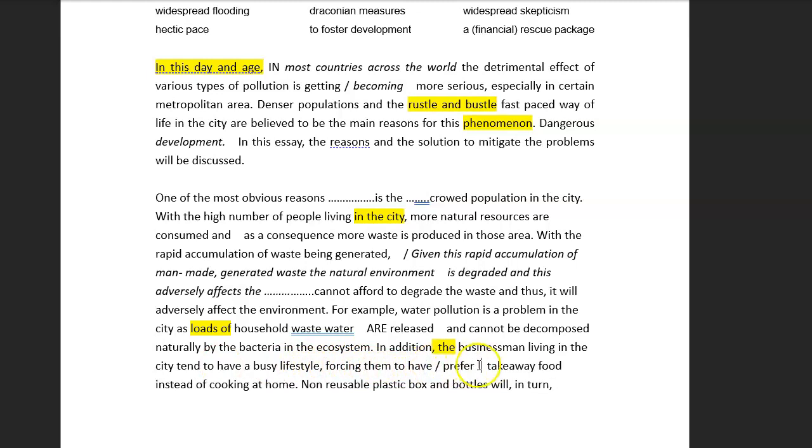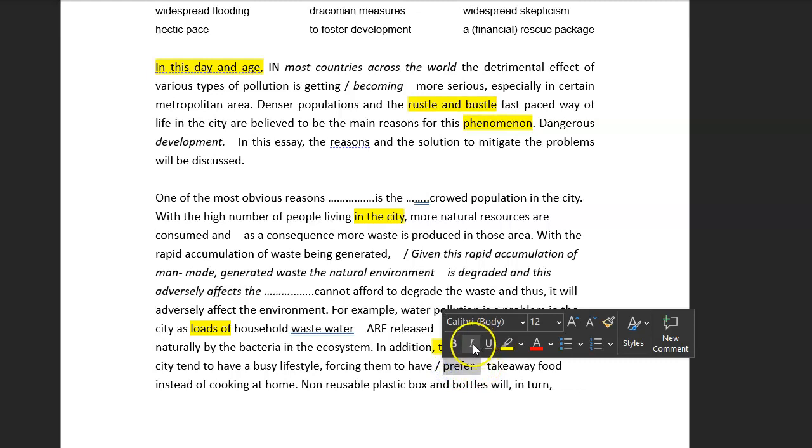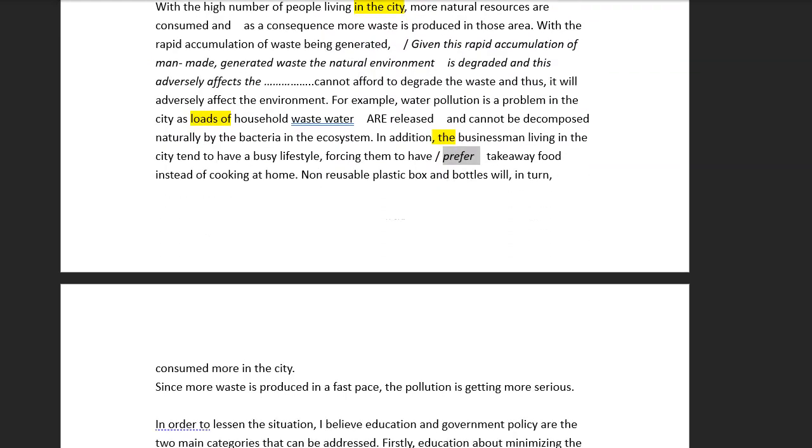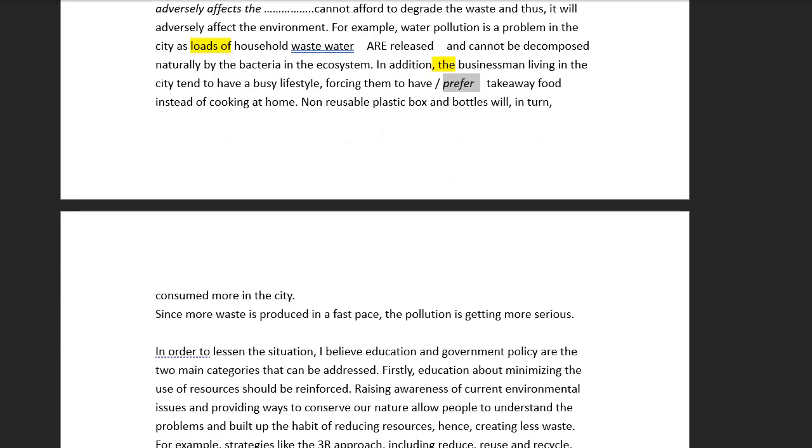Watch out for the like, give me vocabulary. Yeah, take away food instead of cooking at home. Non-reusable plastic boxes, plural, and bottles will in turn be consumed. So passive again, be consumed in the city, adding to the waste disposal problem.